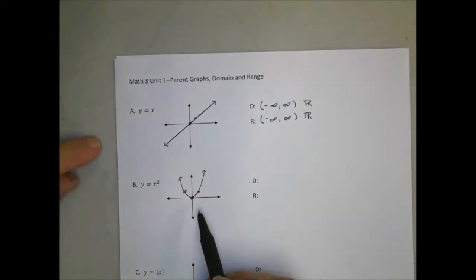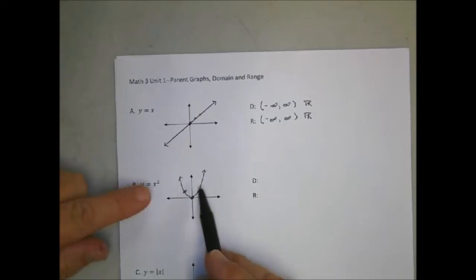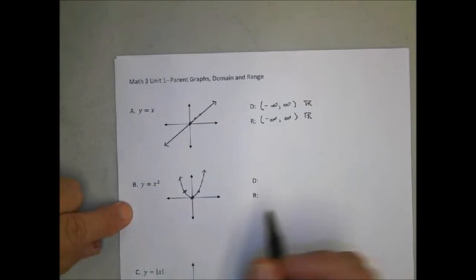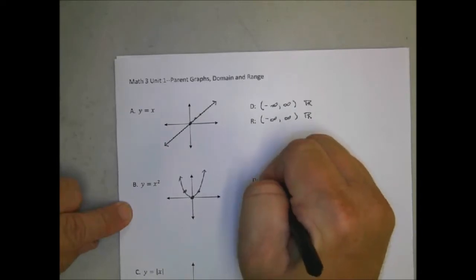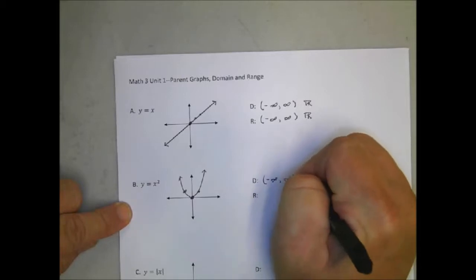Now, one of the characteristics of a parabola, such as this one that goes up, it goes up forever, but it also gets wider and wider and wider. So as far as the domain is concerned, it uses all of the x's. So again, we've got -infinity to +infinity, or all reals.